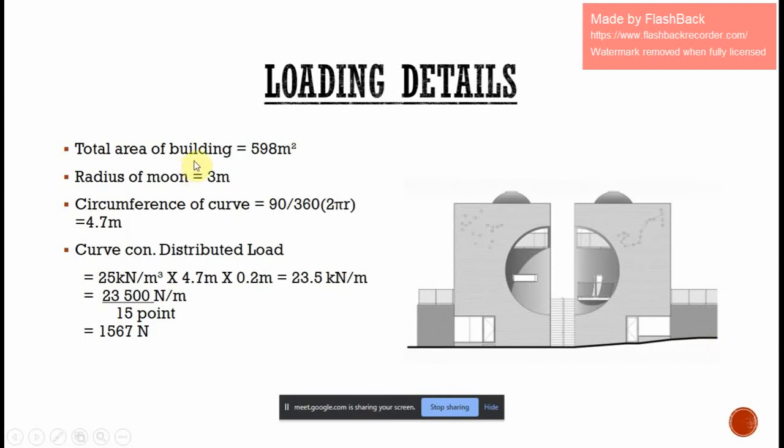Okay, so the total area of the building is 598 square meters. I expect they don't have a specific dimension, but I estimate that if the height of one story is 3 meters, then the radius of the moon is 3 meters. So I calculate the circumference of the curve as 4.7, and then I calculate the distributed load from the curve to this wall. So it's 1,567 Newton.